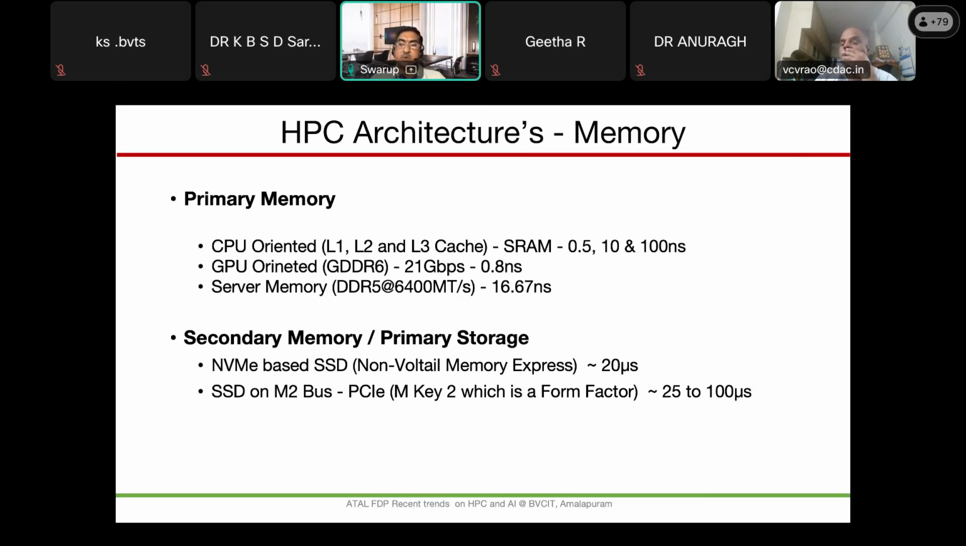So SSD and the M.2 bus. M.2 is a next generation bus, which is also a key form factor in many of the systems coming now, offering around 25 to 100 microseconds. These are all mapped as memory in some places. Otherwise, for faster I/O, you can use it as storage.